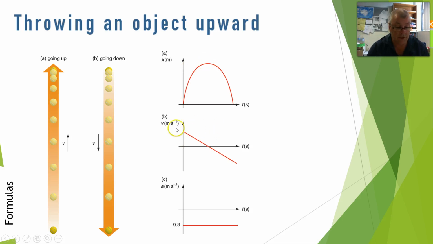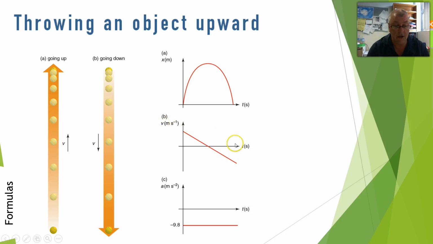And it's not constant velocity because if we look at the velocity-time graph, it leaves your hand at the maximum velocity, then slows down to the instant that it stops at the highest point, and then it speeds up in the negative direction, so you have a negative velocity.